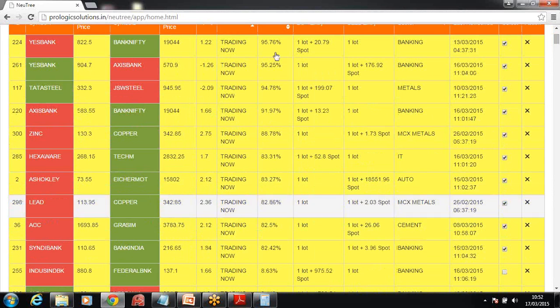So any particular call you want to check? So you will get all these figures. Now whenever we get a call, it will tell you how many lots you would like to buy and how many lots you would like to sell in a particular trade. That is including the spot market also.